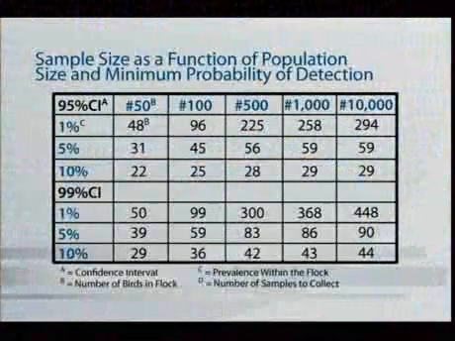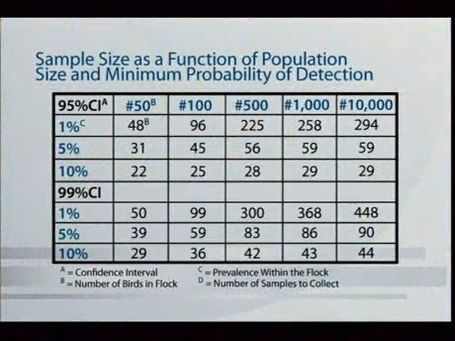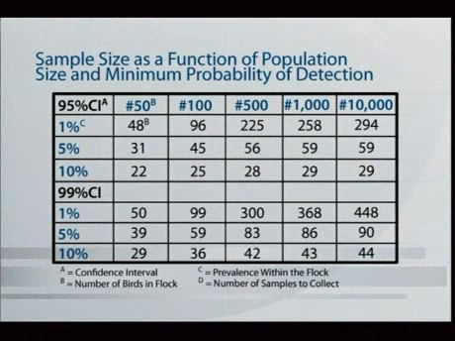And I have on this particular page some various sizes of flocks ranging from 50 to 10,000. The confidence intervals are either 95% or 99%, and then in the left-hand column we have the prevalence of infection within a flock. So you can see that using a 95% confidence interval of infection rates of 10% or greater, in a large population of 10,000 birds, we would need to collect 29 samples.